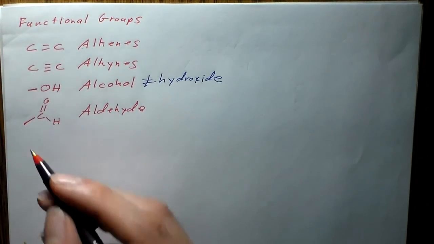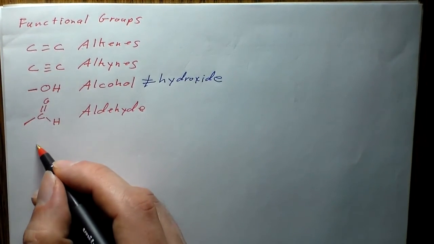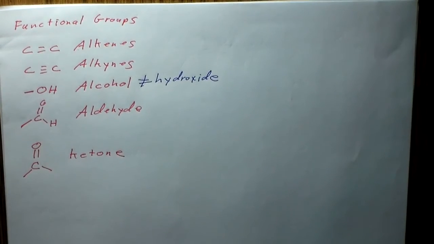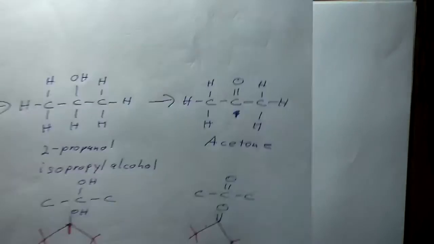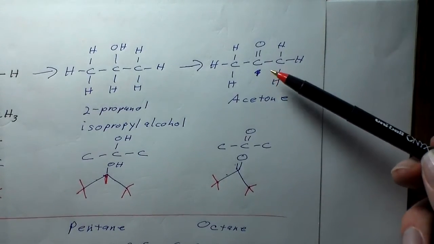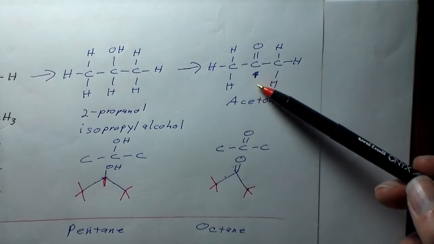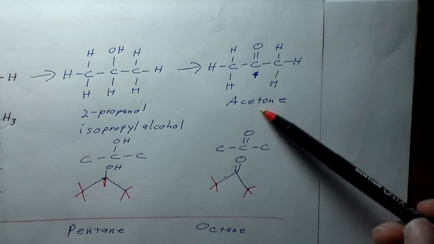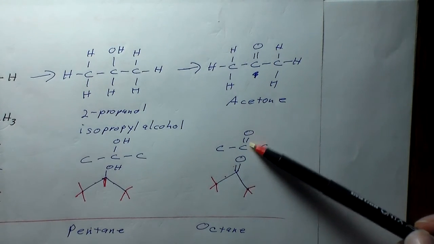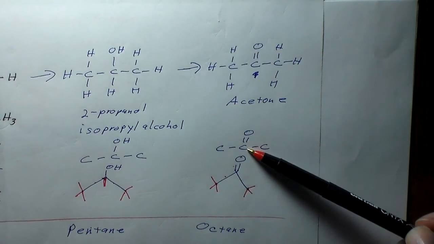Related to the aldehyde is something called a ketone. And we did actually see a ketone here a few minutes ago when I drew out acetone. This is the simplest ketone, actually. So right there, there's the carbon double bonded to the oxygen in the middle like this.